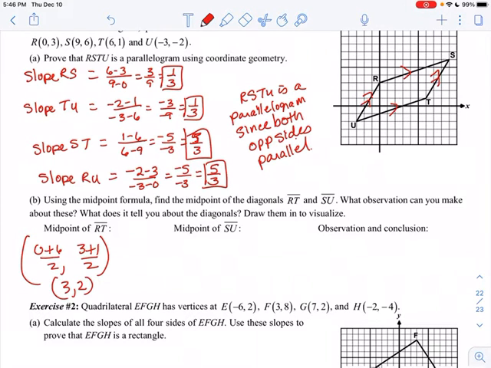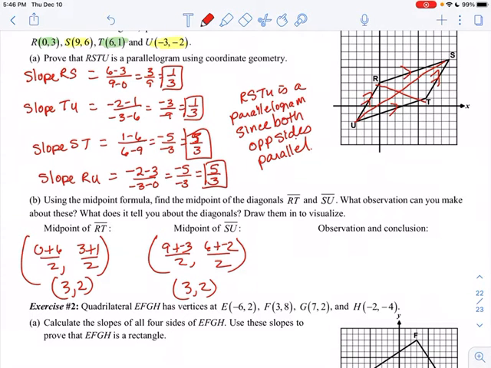Then I'm going to find the midpoint of SU. Again, make sure you're taking the right points. So I got SU, I could have highlighted the other ones too, and I have RT. So the midpoint of SU, I'm going to add the ones I have highlighted in yellow. 9 plus negative 3 divided by 2, and 6 plus negative 2 divided by 2. So that's 6 over 2, which is 3, and 4 over 2, which is 2. So basically, they have the same midpoint.